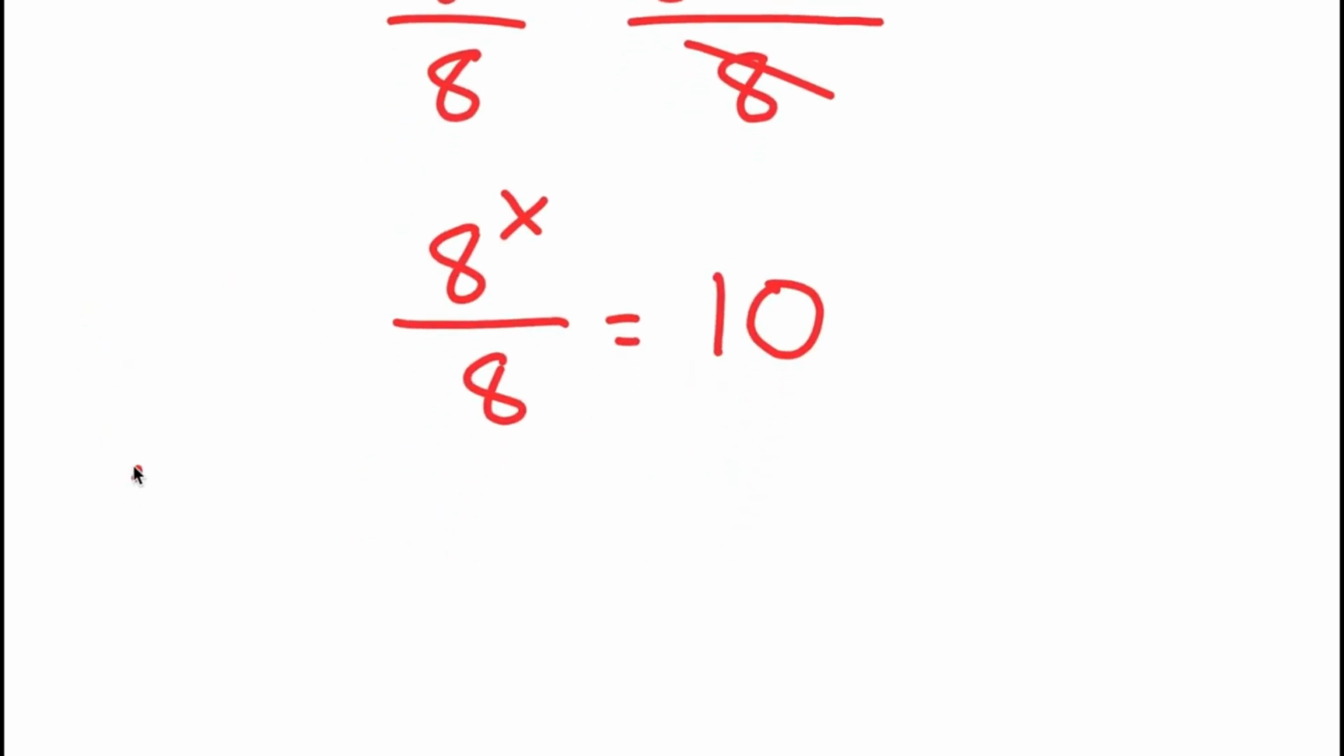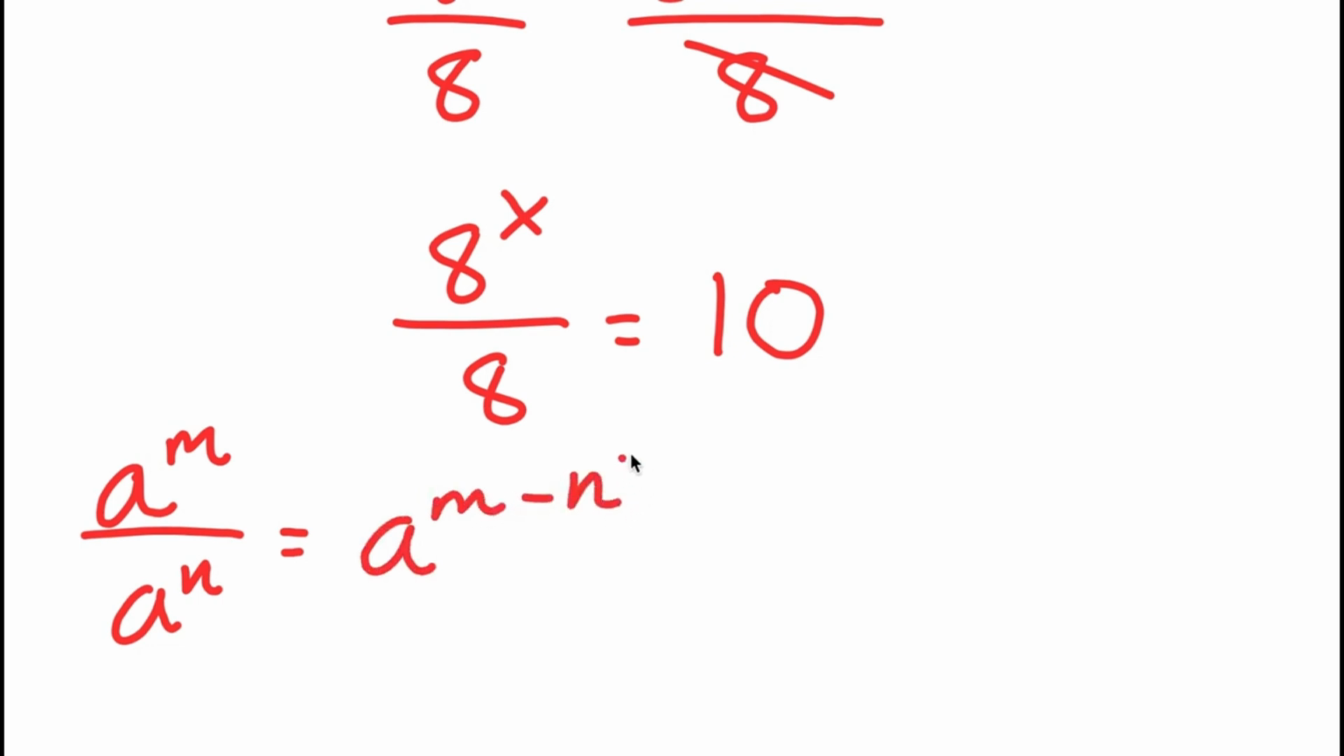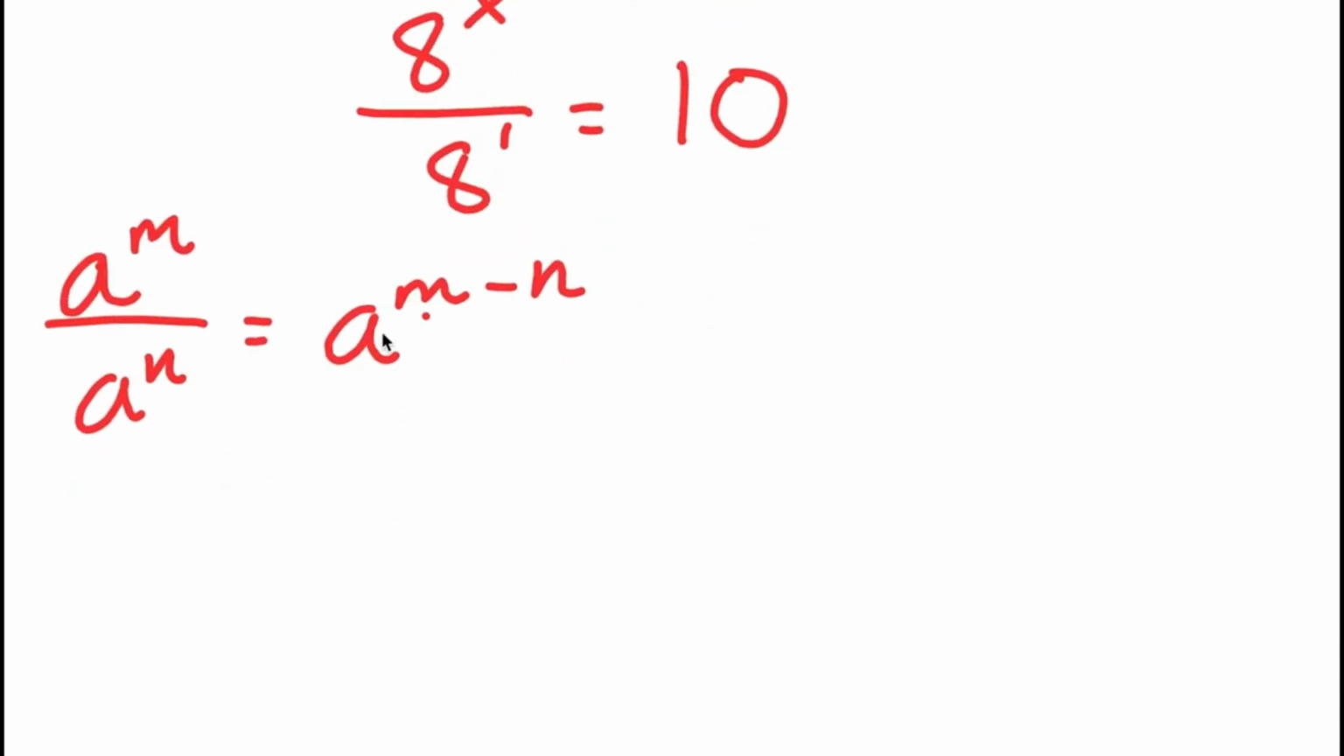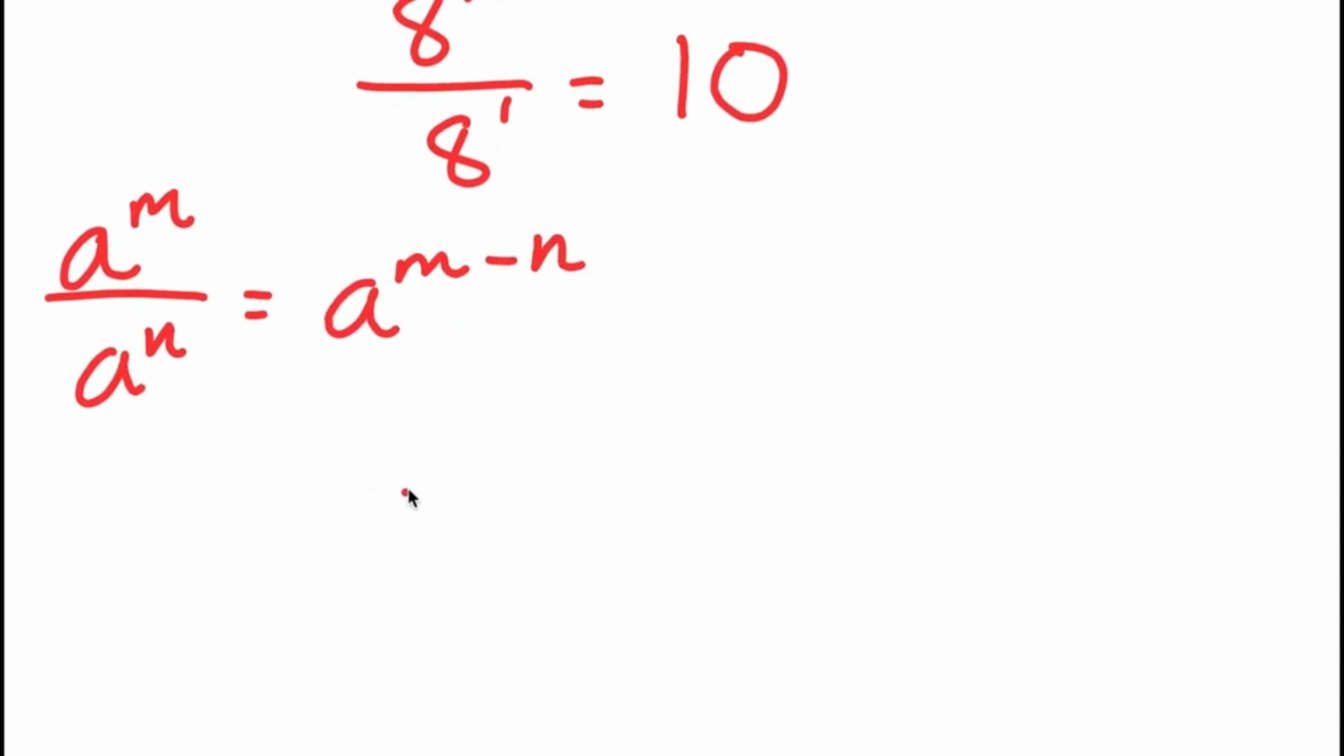Now, if I have something in the form a to the power of m over a to the power of n, this is equal to a to the power of m minus n. So 8 to the power of x over 8, well, 8 is the same thing as 8 to the power of 1. And 8 to the power of x over 8 to the power of 1, by using this property, is going to equal 8 to the power of x minus 1. And this is equal to 10.